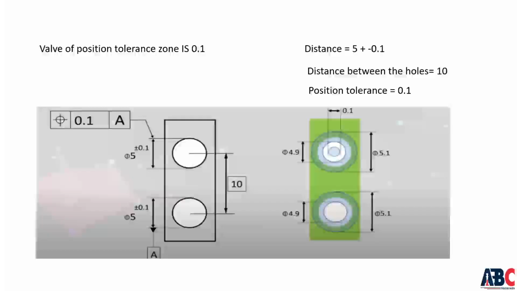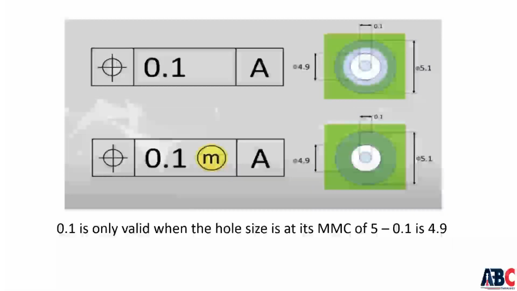But if I add the M in a circle modifier to the feature control frame next to the tolerance value, this means that the 0.1 is only valid when the hole size is at its MMC of 5 minus 0.1, which is 4.9. But if the hole was actually 5, then I can use this extra 0.1 and add it to the value of the position tolerance. So I am actually allowed a position tolerance of 0.2.